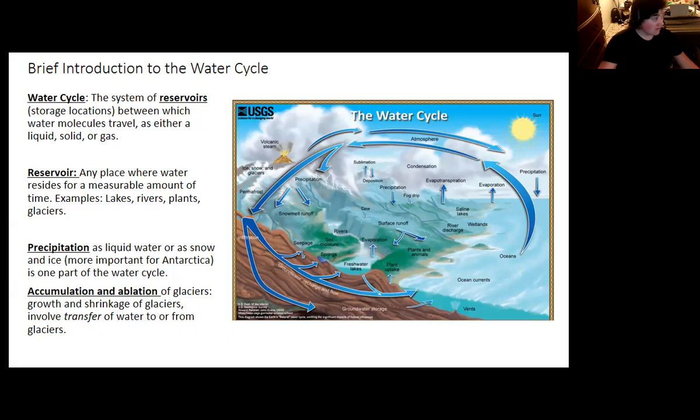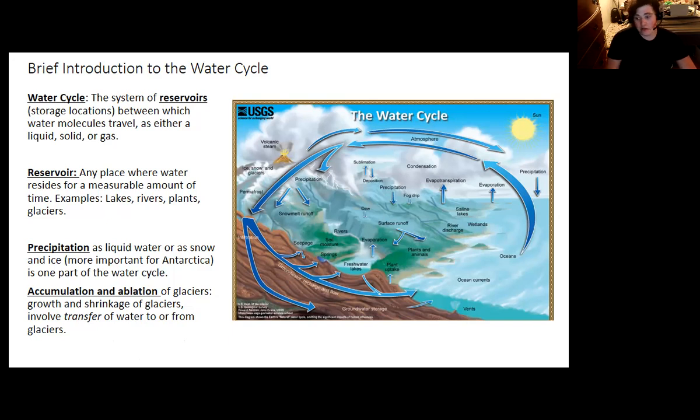Now, some of the text on this diagram refers to those specific reservoirs like wetlands and oceans. Others go along with the arrows to indicate movement of water between those reservoirs, like evaporation when liquid water becomes gaseous water and joins the atmosphere, or precipitation when water condenses into either rain or snow and falls. And precipitation is one particularly important form of water transfer. It refers to rainfall or snowfall, and in Antarctica, we're mostly going to be concerned with snowfall because it's the snowfall that builds the glaciers that cover the continent.